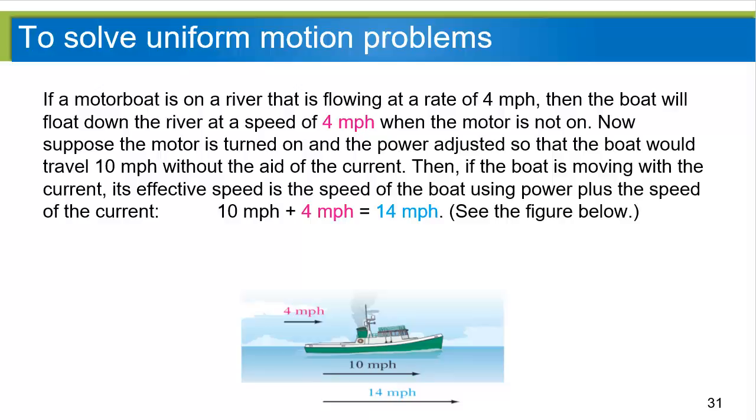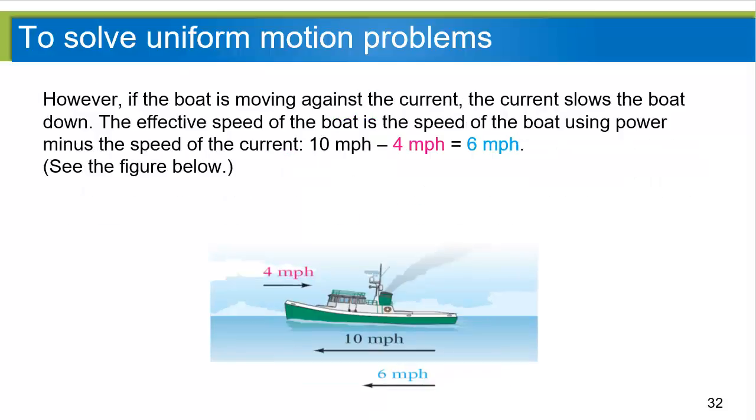How about this? We've got a boat in the river. This is a common one, right? You've got a boat going with the current or a boat going against the current. Well, if the boat is going with the current, every hour its engine pushes it forward 10 miles, but the current also pushes it forward 4 miles, and it covers a total of 14 miles in 1 hour, so its rate is 14 miles per hour.